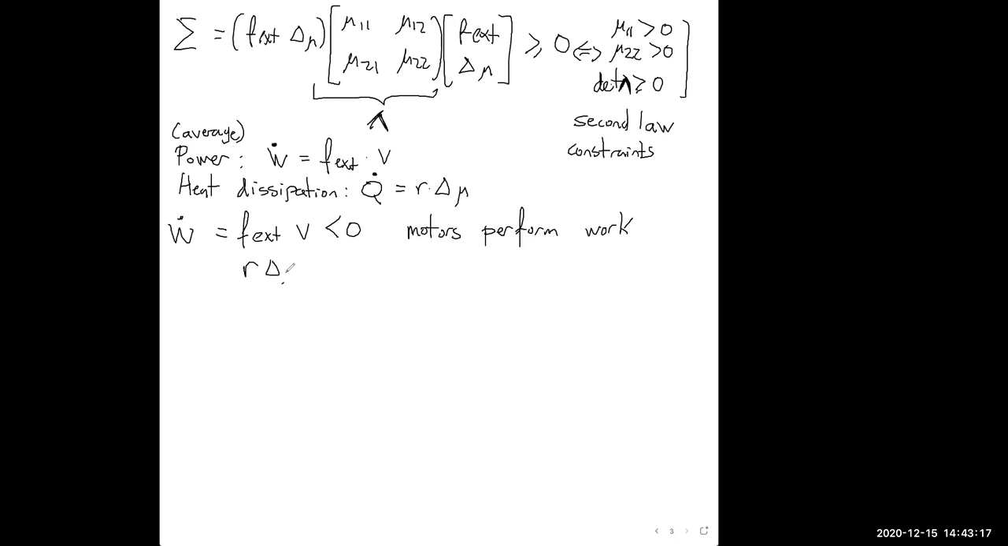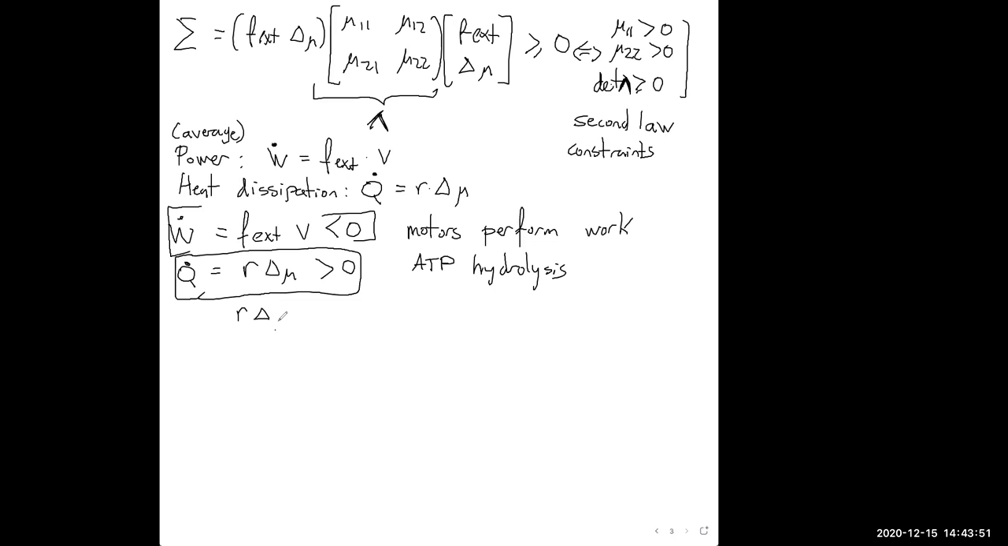So you can extract work like from an engine, in this case from a motor. When R delta mu is positive, this is the interesting regime, we have ATP hydrolysis. So this is the region which is of interest for us. We would like the work to be negative and the heat to be positive. We would like to understand this process of ATP burning that gives work, right? Of course, if R delta mu were negative, we would have ATP synthesis. It will be the opposite.